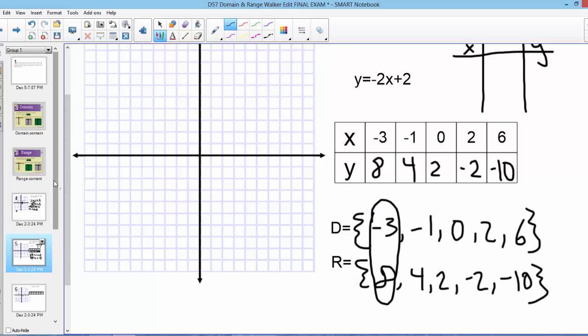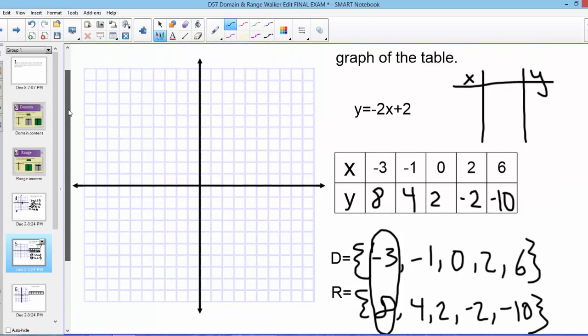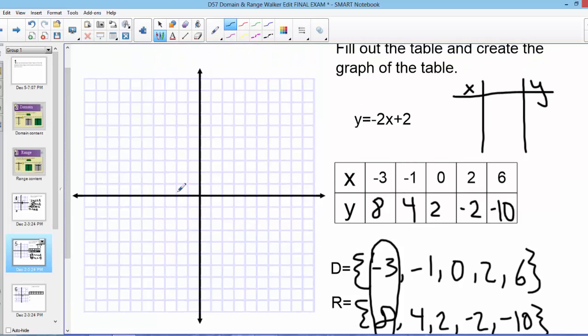So we are going to graph this now. So we'll go to negative 3, 1, 2, 3, up 8, 1, 2, 3, 4, 5, 6, 7, 8. This point right here. Then we have negative 1, 4, negative 1, 1, 2, 3, 4, 0, 2, 2, negative 2, and 6, 4, 5, 6, negative 10.